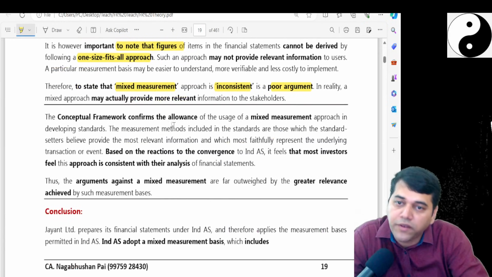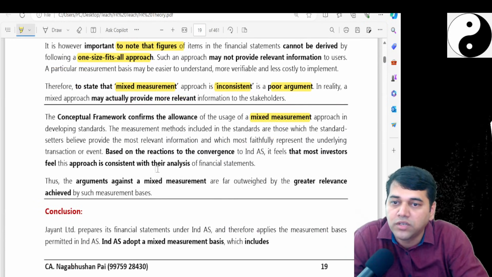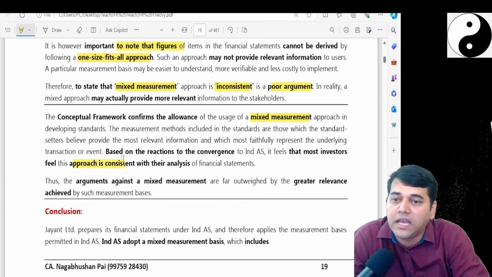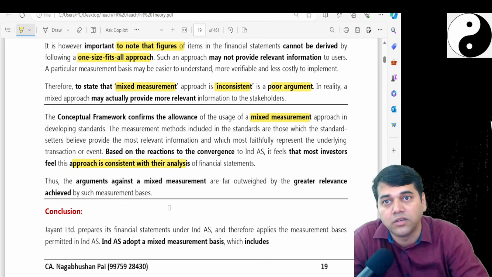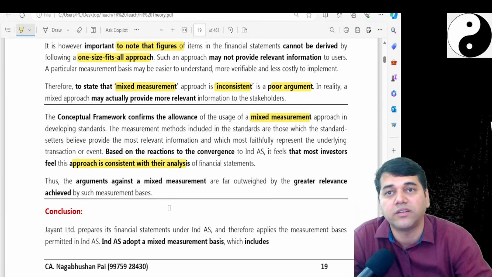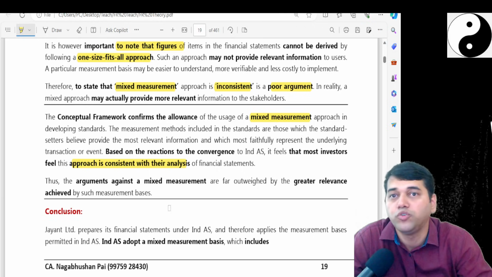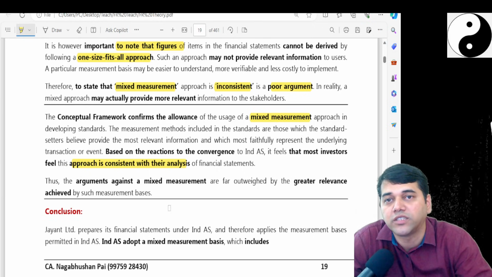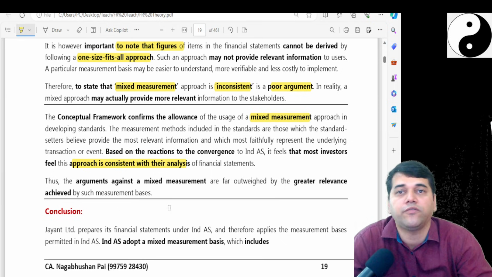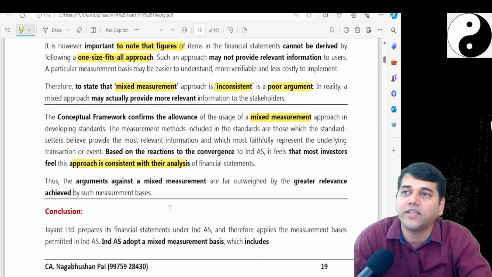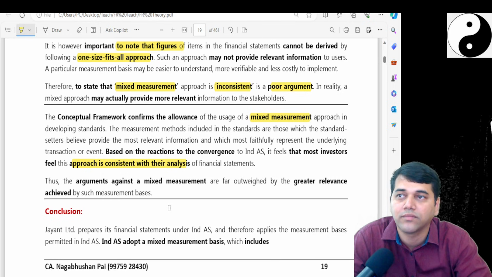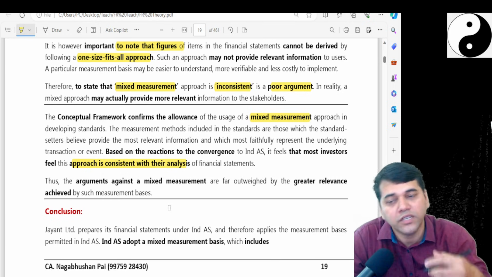Now, the conceptual framework has permitted the mixed measurement approach. So, based on the reaction to the convergence to Ind AS, it feels that most investors feel the approach is consistent with their analysis also. It's very nice. Makes sense, no? Investment, see, you know, once upon a time, how was your mutual fund investment valued in your accounting standard? Mutual fund investment was valued at cost or fair value, whichever is lower, just like inventory. But today that cost option is not there, only fair value is followed. So it's more relevant.